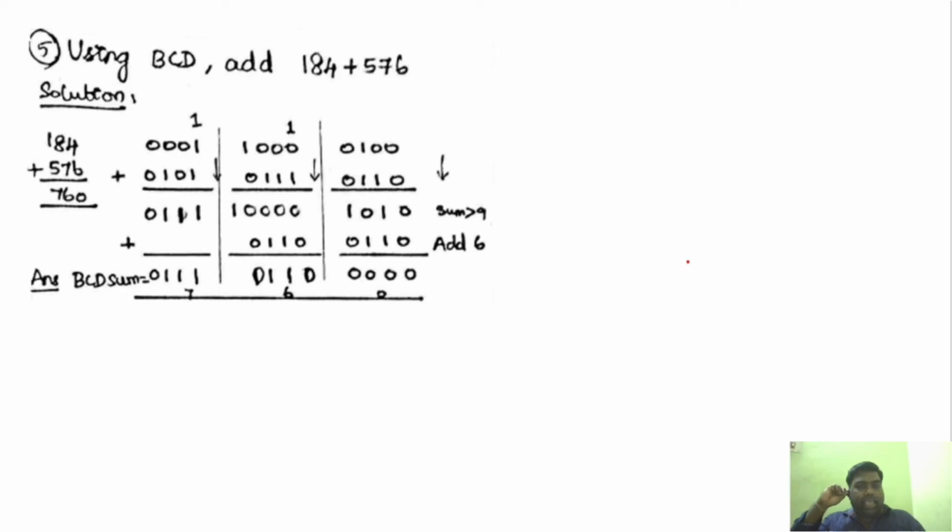Okay. And this is the fifth problem. You can see again the same number 1, 8, 4, 5, 7, 6. You can see here this is 1, this is 8, and this is 4, and this is 5, 7, 6. What I am doing? I am doing addition, normal addition here. This is greater than 9. So what I am doing is I am adding 6. Okay. And again here this produces greater than 9. So I am adding 6. Here it does not produce any carry, and it is lesser than 9 and lesser than 10. So I am using the same number. So we are getting this answer.